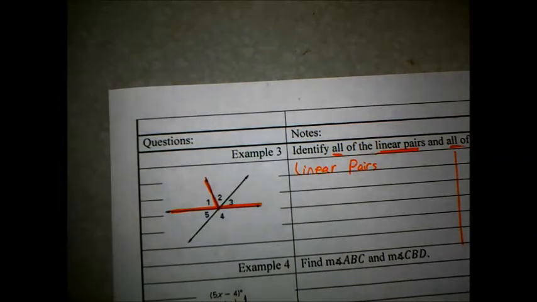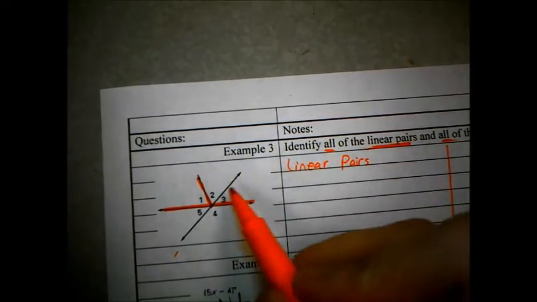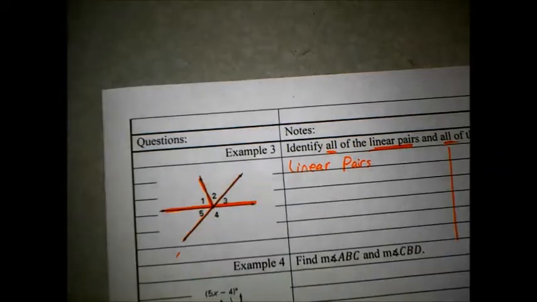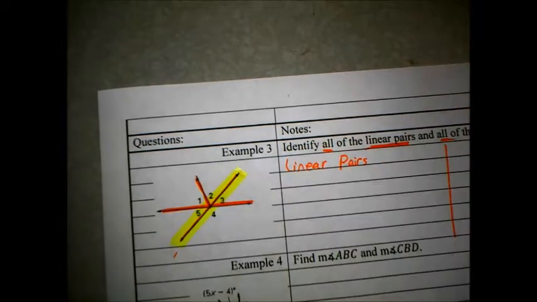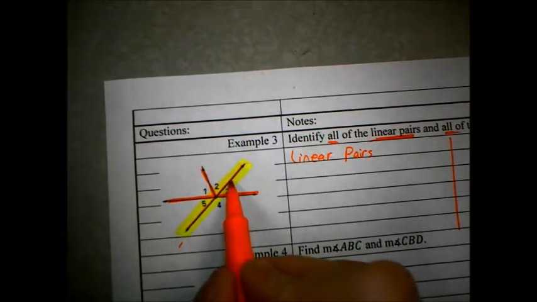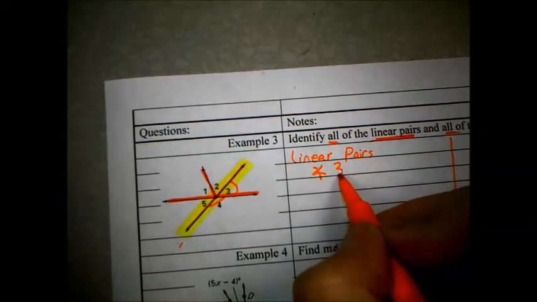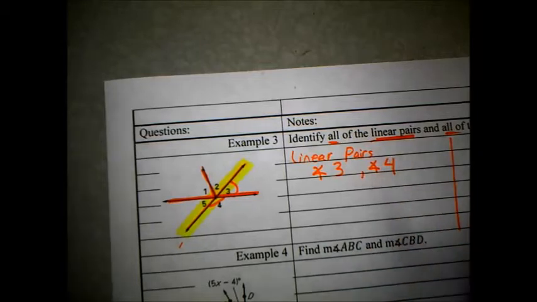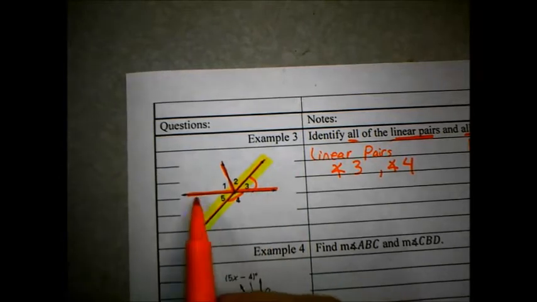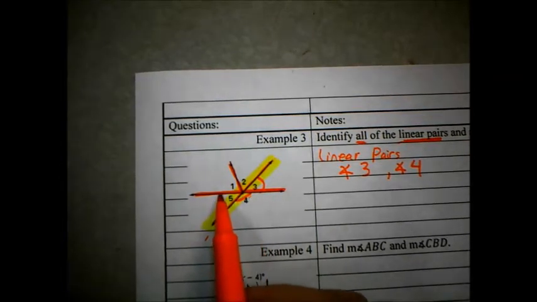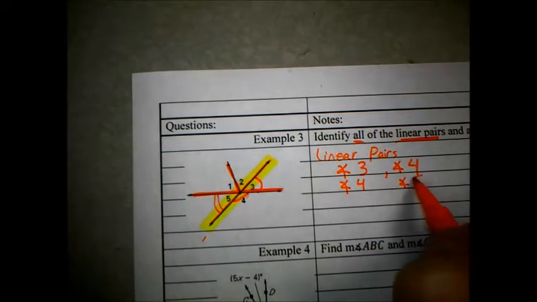Let's stay with this one here. Let me highlight it so you can see it, because I have too many lines now. If I highlight this line, and I'm looking at the reverse side, I have angle 3 and angle 4. So I know that is a linear pair. There's one set. Another one, if I look at this line, I have the 4 as well as the 5 forming a linear pair.